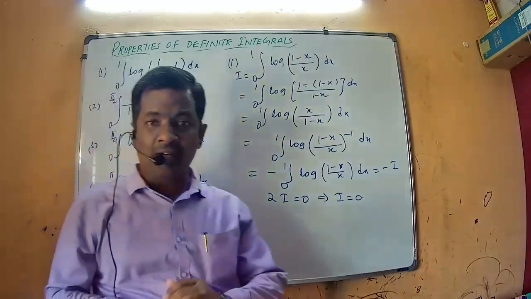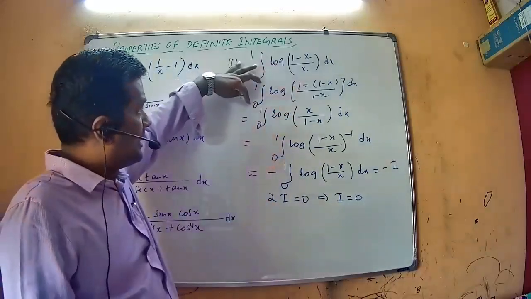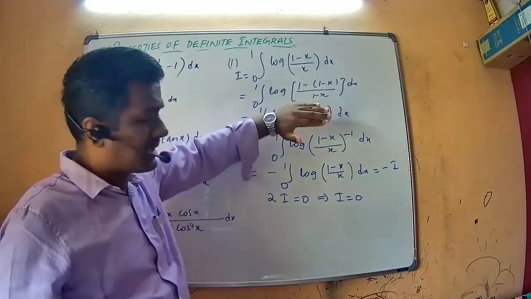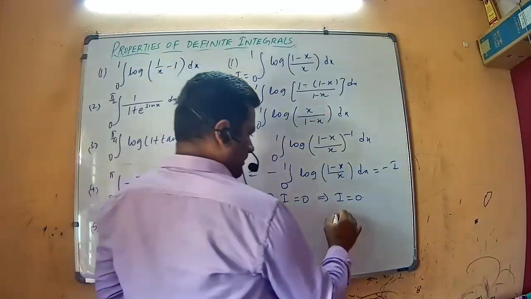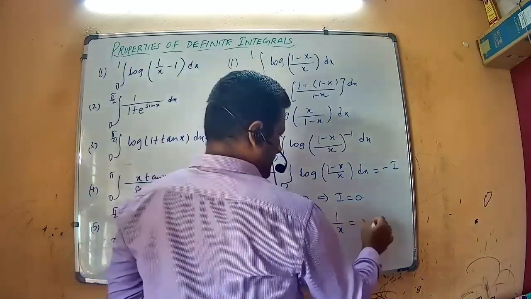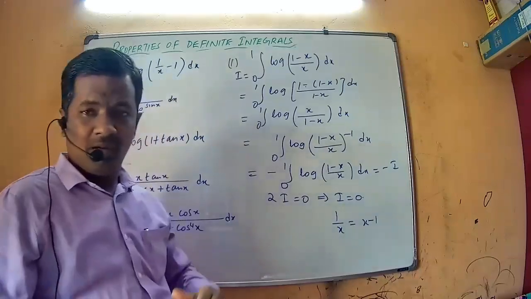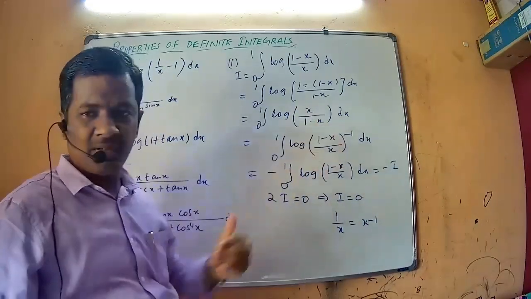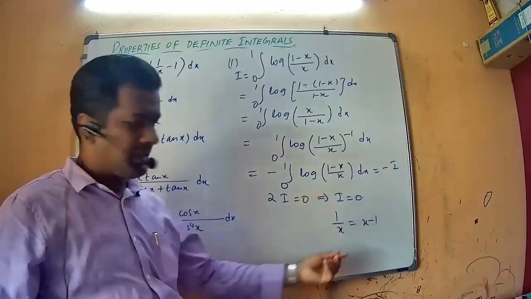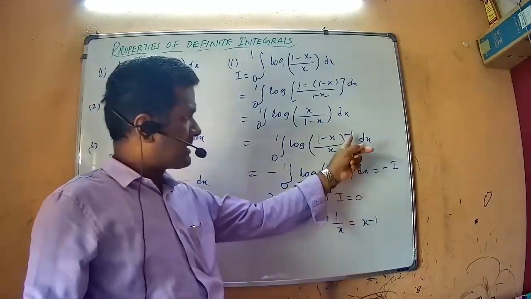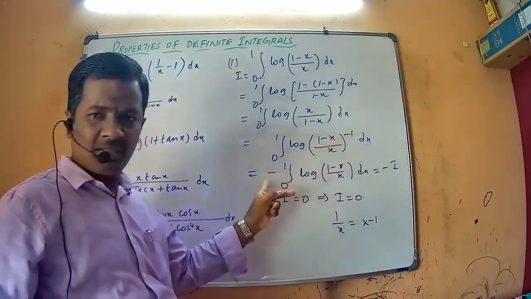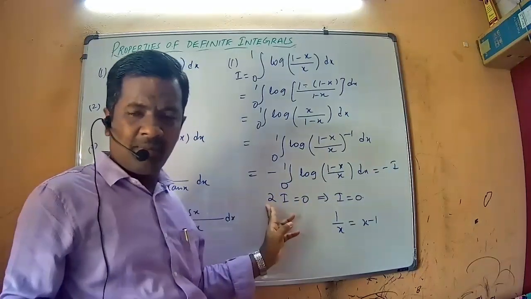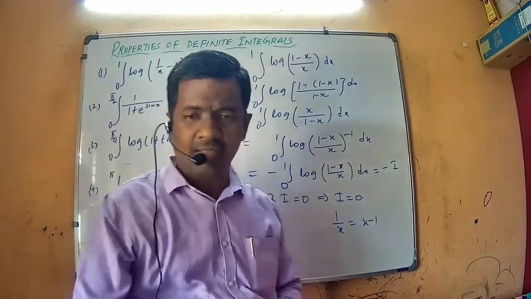So what we have done: we have applied the property. Here the lower limit is 0, so we applied upper limit minus x. Why have we reversed this one? We know that 1 by x is nothing but x power minus 1. That is why I reversed this, I took the reciprocal. In logarithms, the power can be written outside. So this became minus I. Finally, the value of the integral became 0.